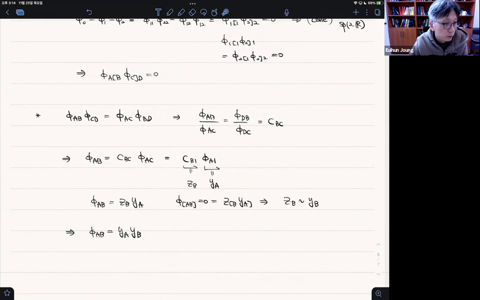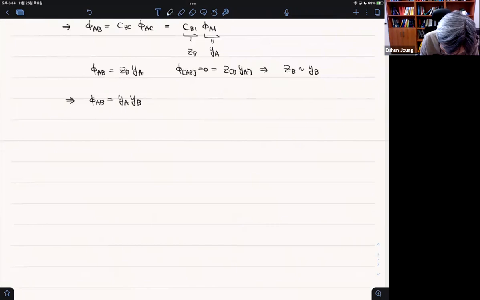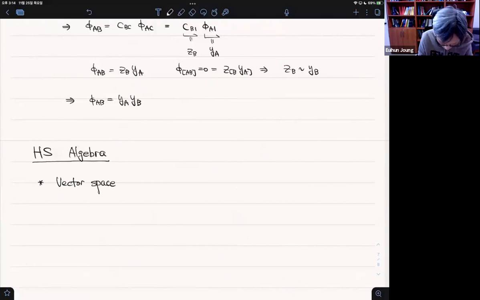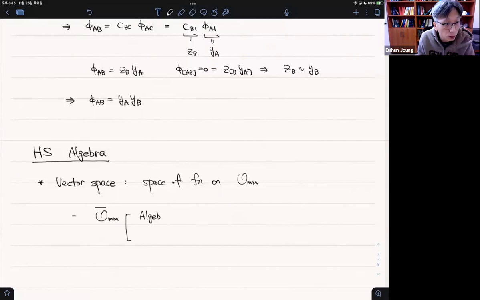Okay, maybe the last comment and then I will conclude. Just to conclude, we come back to the higher spin algebra. Indeed, now we see that the vector space of higher spin algebra can be understood as a space of functions on the minimal nilpotent orbit of SP4R. And this minimal orbit of SP4R is clearly some algebraic variety. Actually, its closure is an algebraic variety.